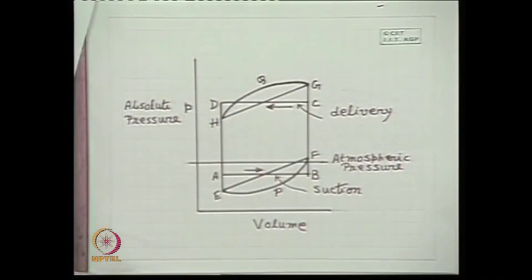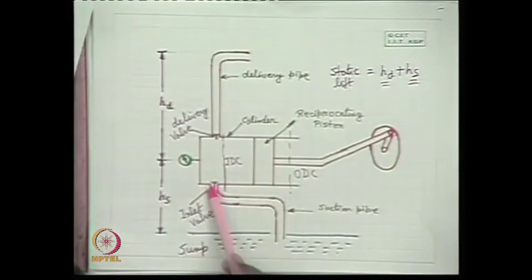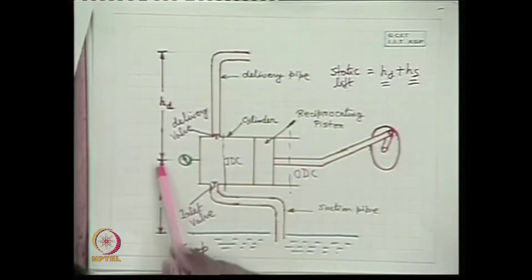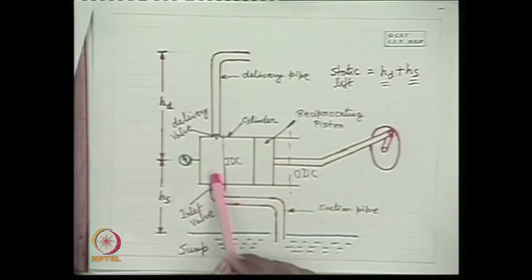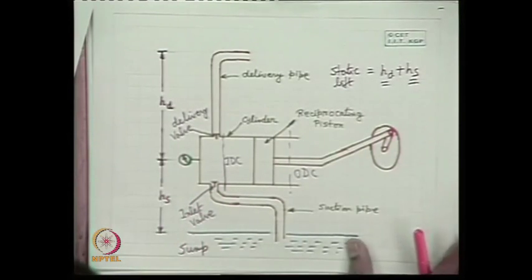And what will be the magnitude of this pressure if we consider the liquid to be ideal? That means there is no frictional loss, and you also neglect the velocity head. The pressure here will be less than the atmosphere by this amount HS. If we apply Bernoulli's equation at this point and this point, you will see the pressure here will be less than the atmospheric pressure by the amount HS. That means the pressure here will be atmospheric pressure minus HS times rho g.